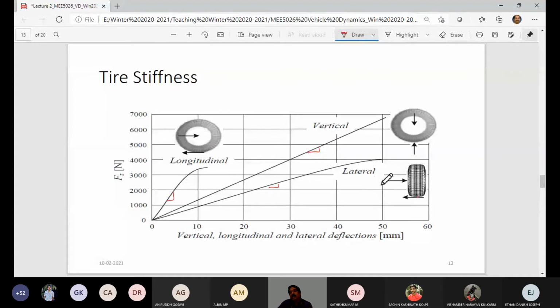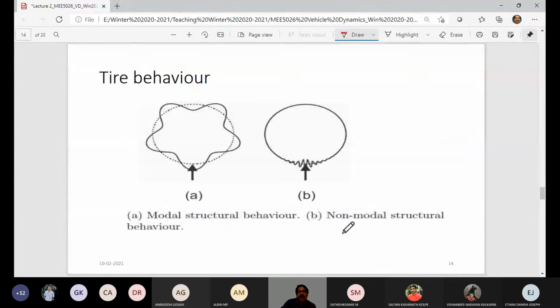This is a cornering slip stiffness, like that we would call. And these are the three different stiffness values of your tire, just to have an idea, right? And then tire behavior: if you look at it, the tire can behave as a modal behavior.